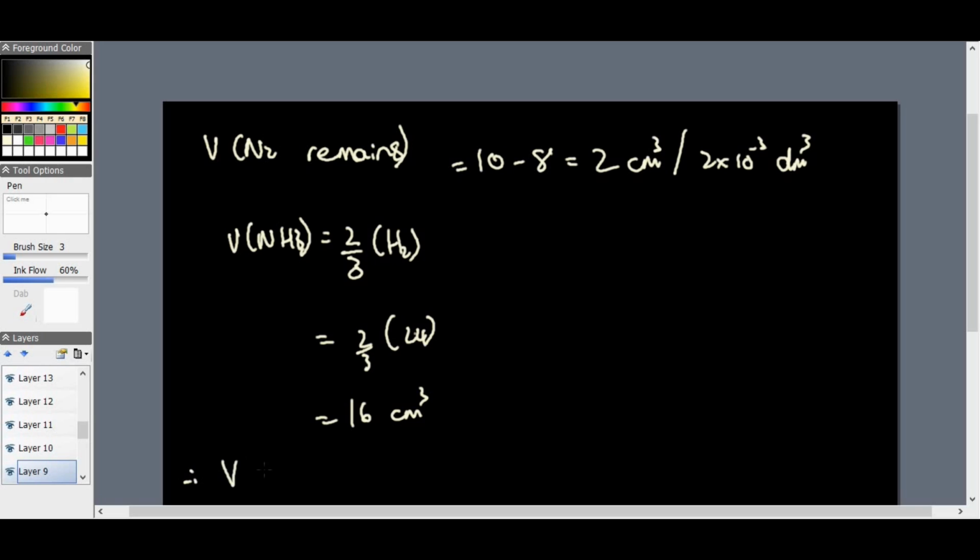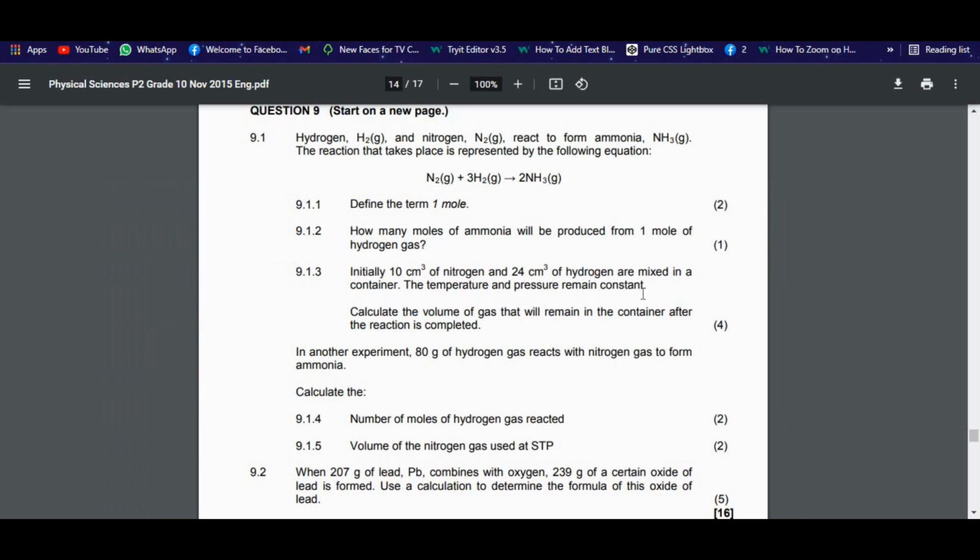So therefore, the volume of gas that remains, because remember they're all in gas phase, is equal to 2 plus 16, because there's still a bit of nitrogen gas that is unreacted, plus the volume of the product that formed, which is 16 cubic centimeters. So that gives us about 18 cubic centimeters of gas. We work in cubic centimeters because it was just a little bit easier, because they gave everything to us in cubic centimeters, so we'll just stay with cubic centimeters. Okay, makes sense. So that was that question.